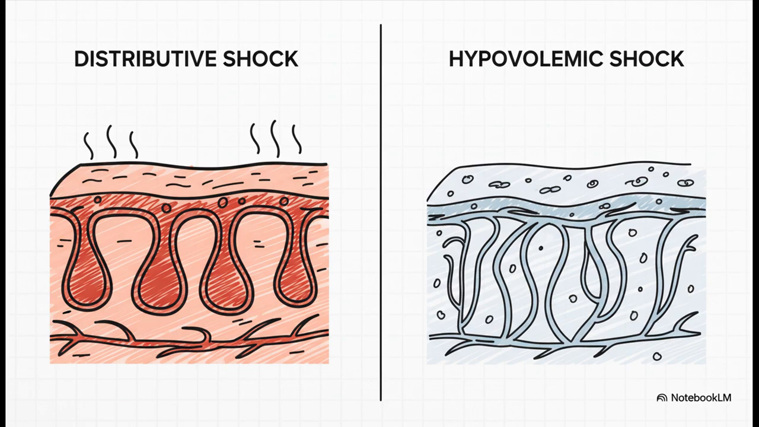And this gives us a huge clue that sets it apart from the first type. In the beginning stages, the person's skin is often warm and flushed. Why? Because all those wide-open blood vessels are bringing tons of blood right up to the surface. It's the total opposite of the cold, clammy skin we saw before, and it points to a completely different cause.